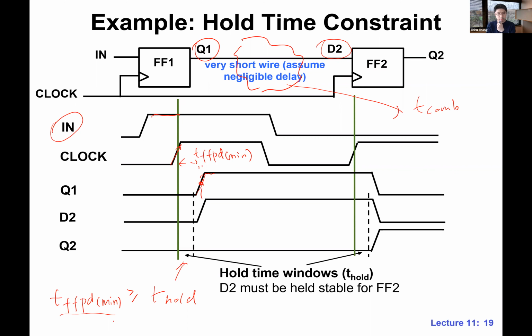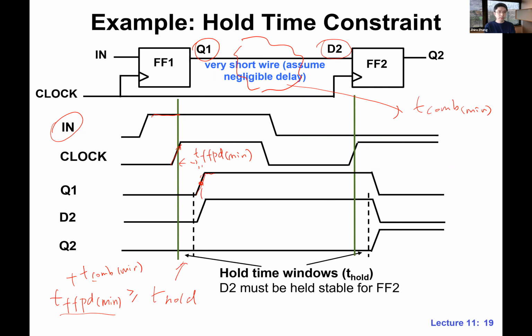Do we do TFFPD plus or minus? Plus, of course, plus. And we also want to pick out the mean. This is the worst case, so we want to plus this, T com mean, if there's any condition delay. That's how we meet the hold time.